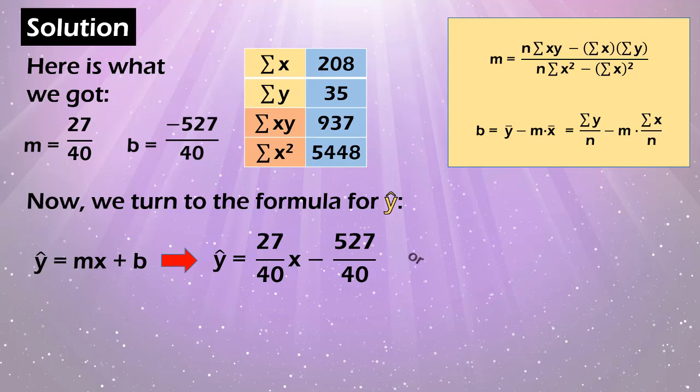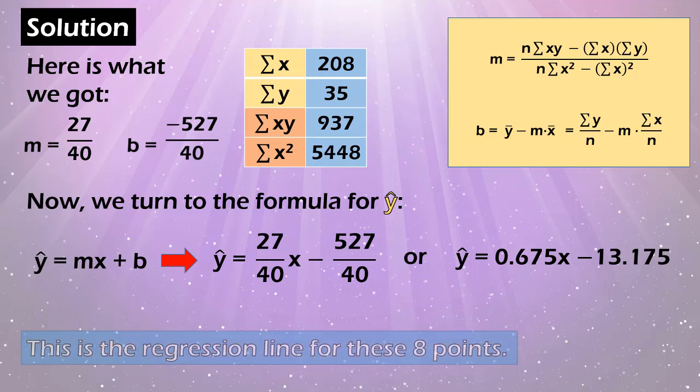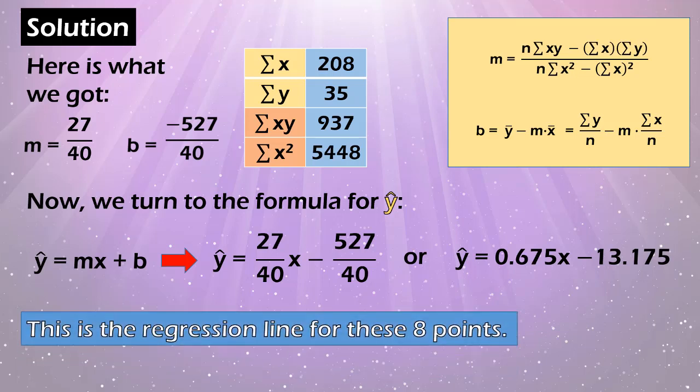In decimal form, it would be 0.675x minus 13.175. 27 over 40 and 527 over 40 are nice decimals, so it looks pretty good in decimal form as well. So this is our regression line for these 8 points.